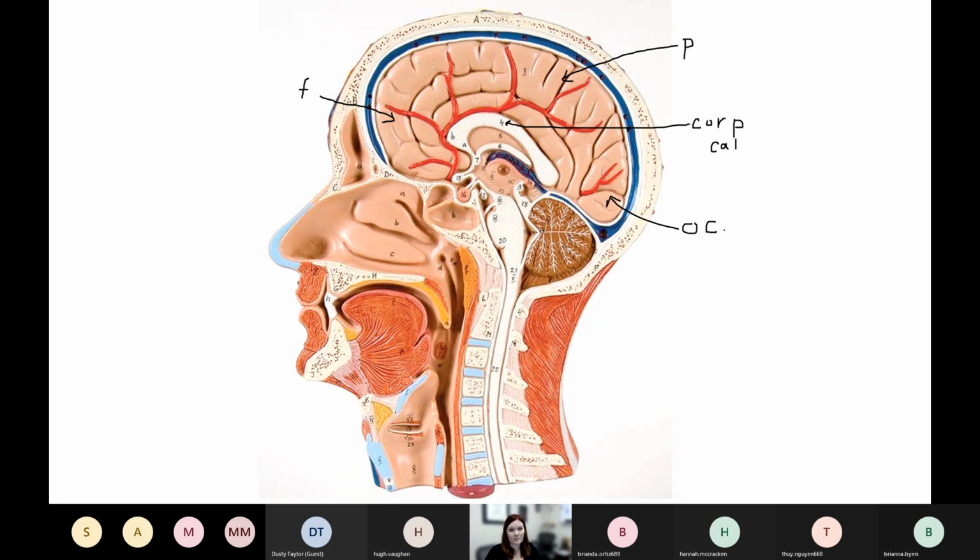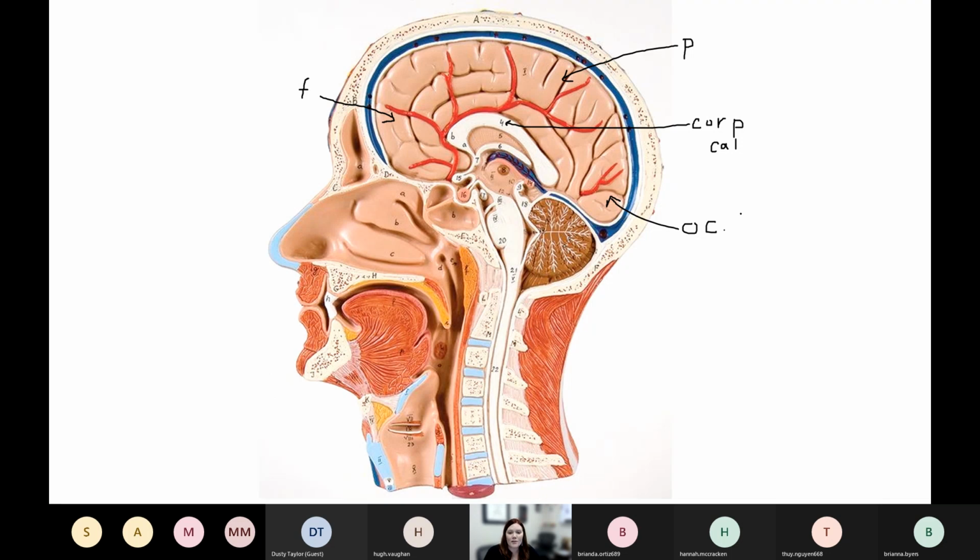Fun fact about the corpus callosum: while it allows the left side and the right side of the brain to communicate with each other, sometimes we actually cut the corpus callosum if a person has really bad seizures. So seizures can happen because the left side of the brain sends a different message than the right side of the brain sends, and the body can't process that there's two different messages coming at once. So sometimes we'll sever that connection, we'll chop the corpus callosum to stop those seizures.